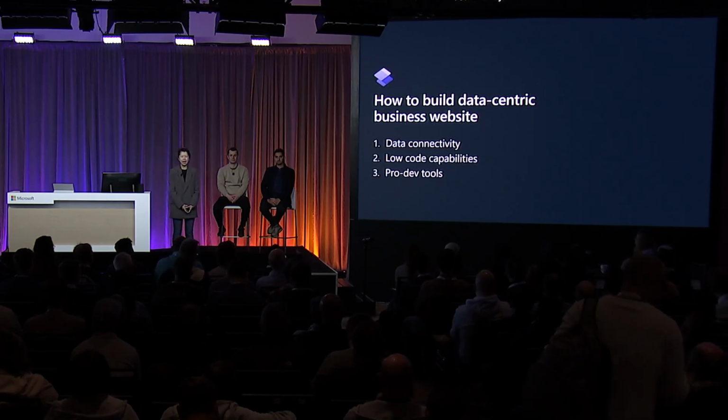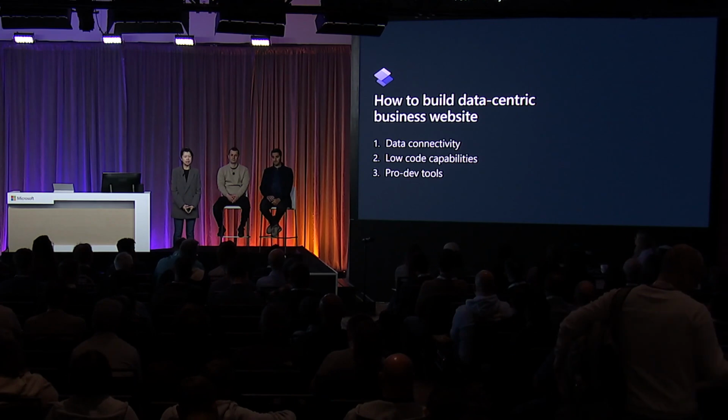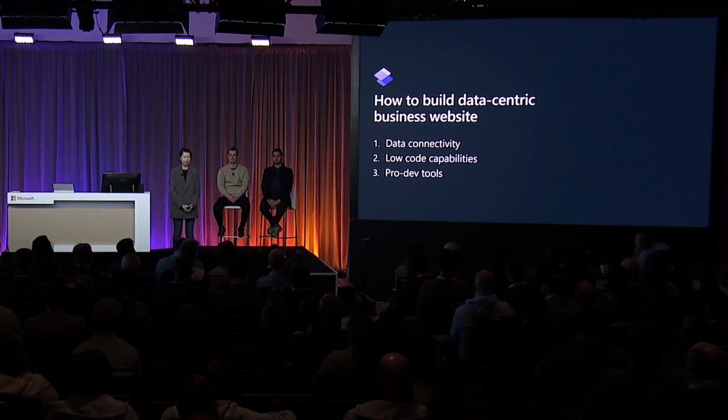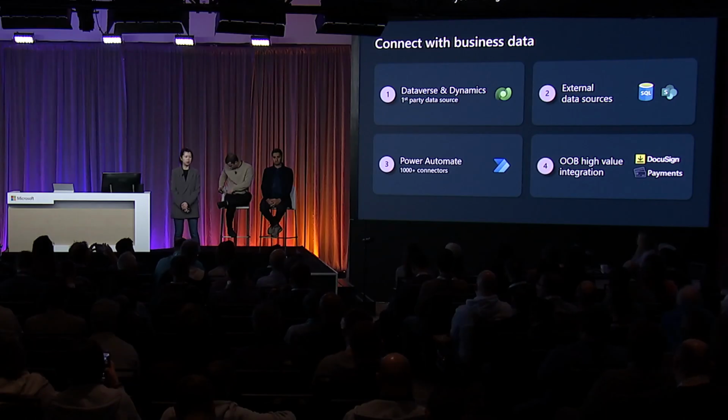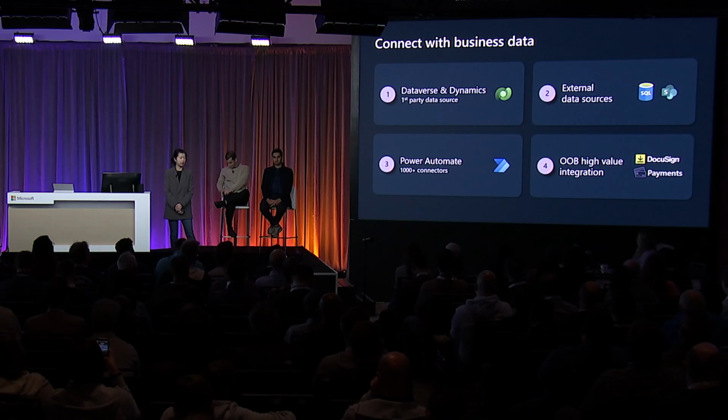So let's take a look at the new capabilities for building data-centric business sites. This all starts with data connections, and there are 4 ways to connect to business data from Power Pages. The first is native data sources. Out-of-the-box Dataverse tables are available to all your Power Pages sites. And if you're using a Dynamics 365 product, that data is also stored in Dataverse and available to Power Pages sites. The second is external data sources.